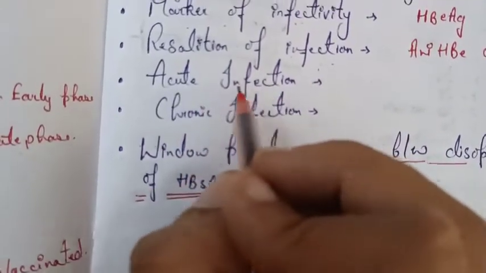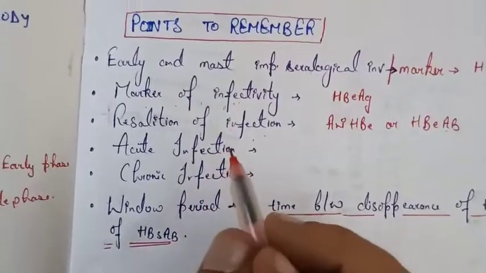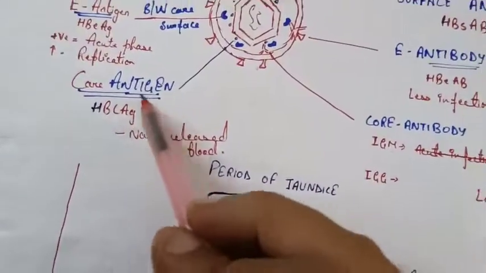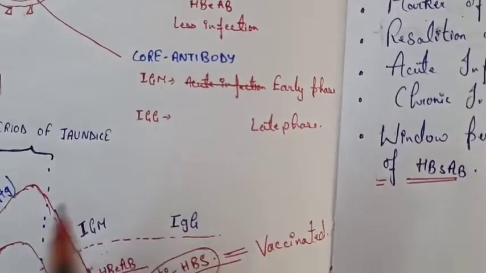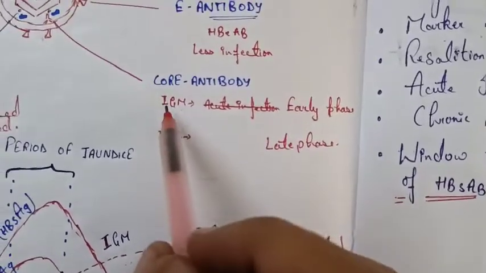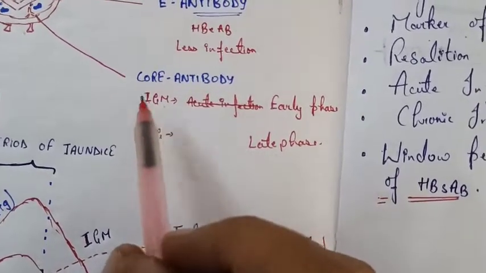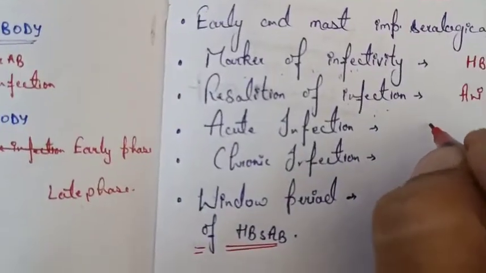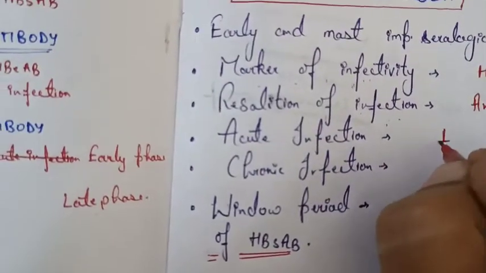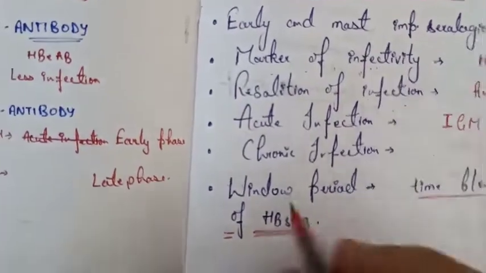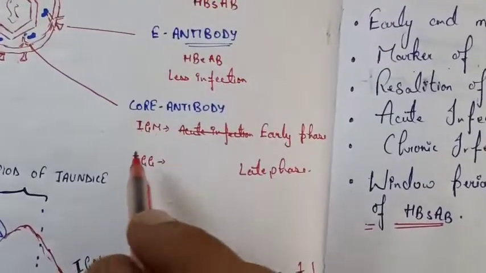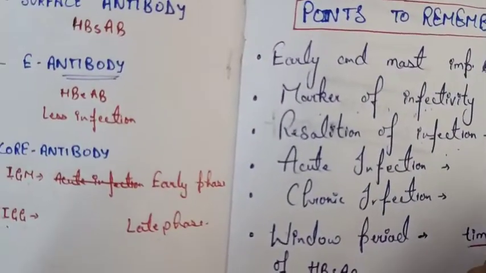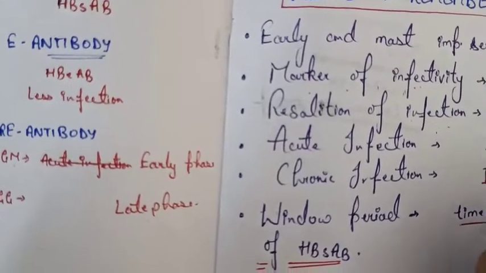Now what is the marker of acute infection? We already discussed that core antigens are not released into the bloodstream, but the core antibodies are released as an immune response. So what were the two core antibodies? Try to remember. These were IgM and IgG. IgM was the marker of the early phase, so the acute phase. Which core antibody will appear? IgM. What is the marker of chronic infection? The marker of chronic infection is IgG.